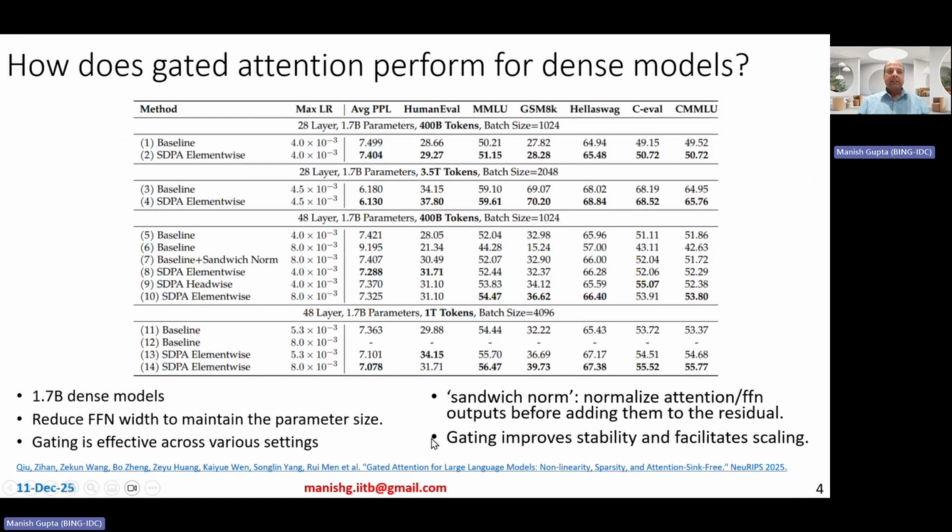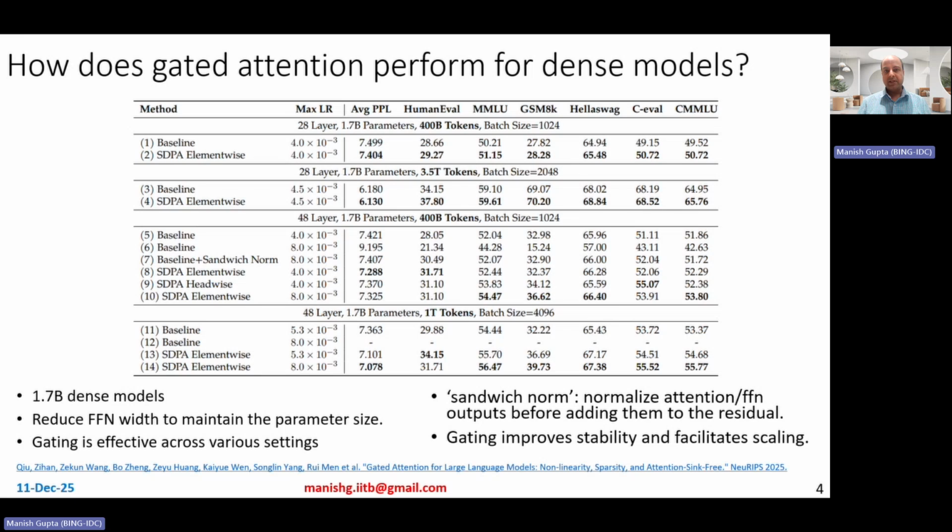Now, how does gated attention perform for dense models? We talked about mixture of experts models on the previous slide. How does it work for dense models? They experimented with 1.7 billion parameter dense models, and they did several experiments in terms of varying the learning rate, varying the number of layers, and varying the number of tokens on which the pre-training is performed, and so on. In this particular case, they did not increase the number of parameters at all.